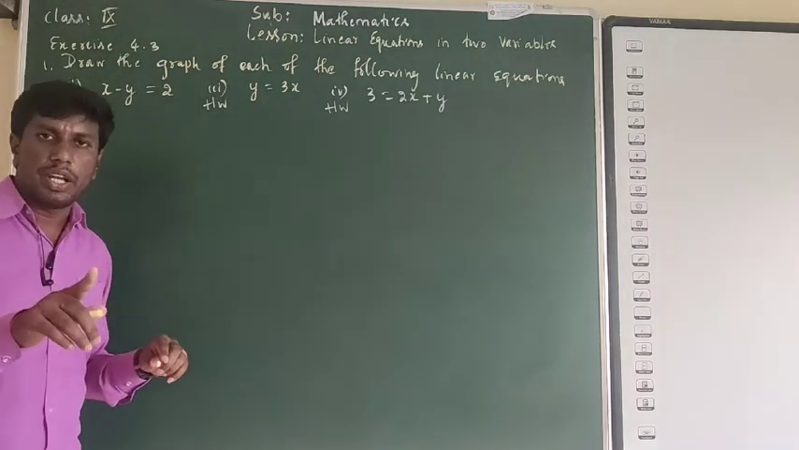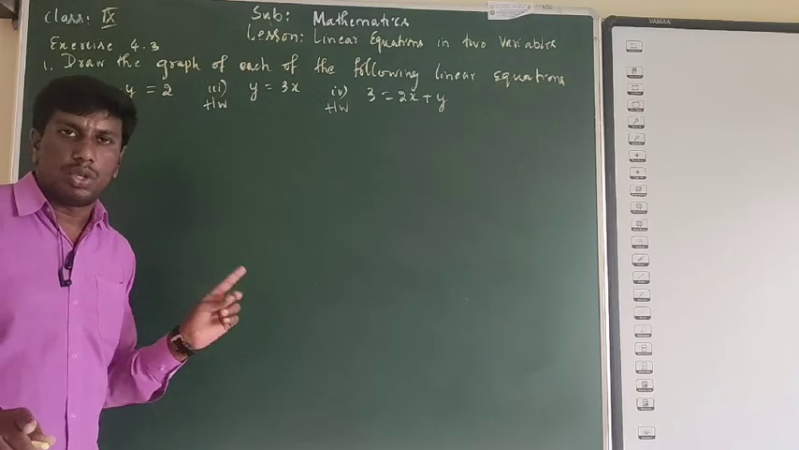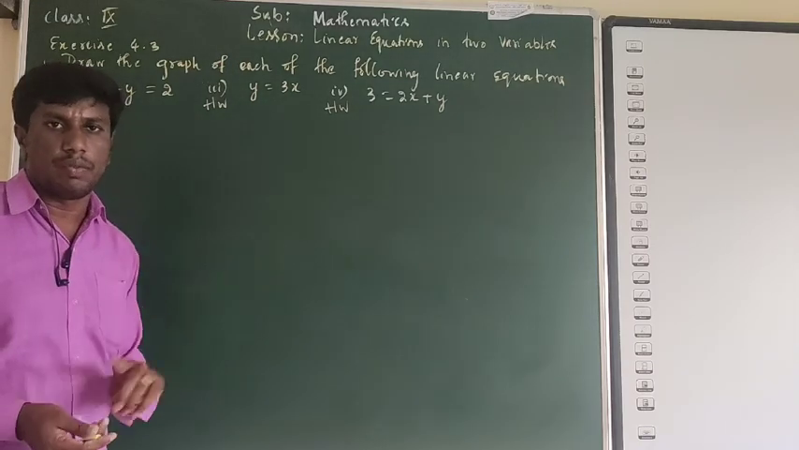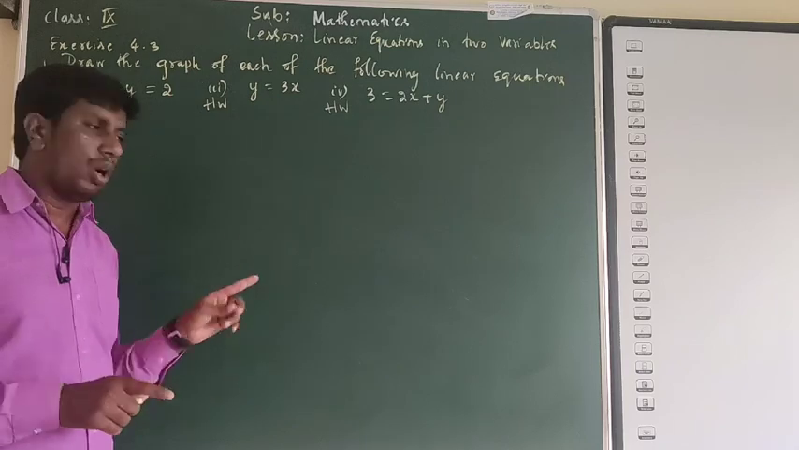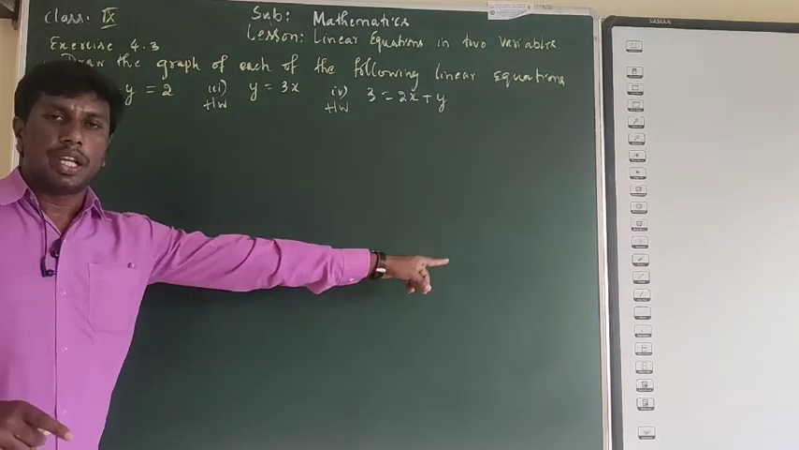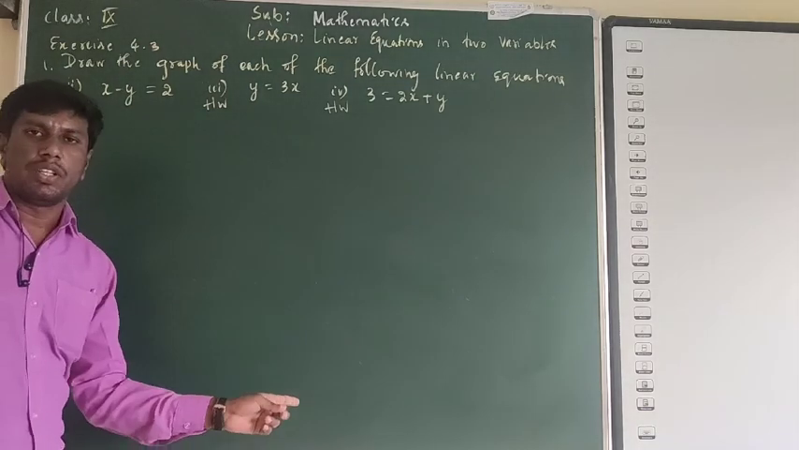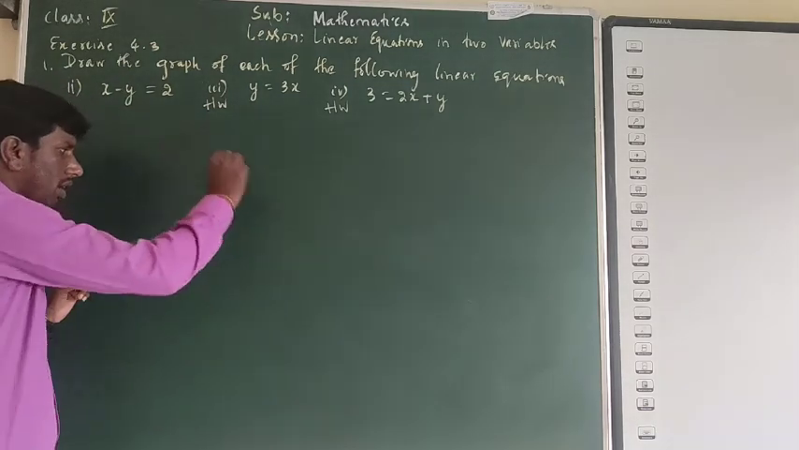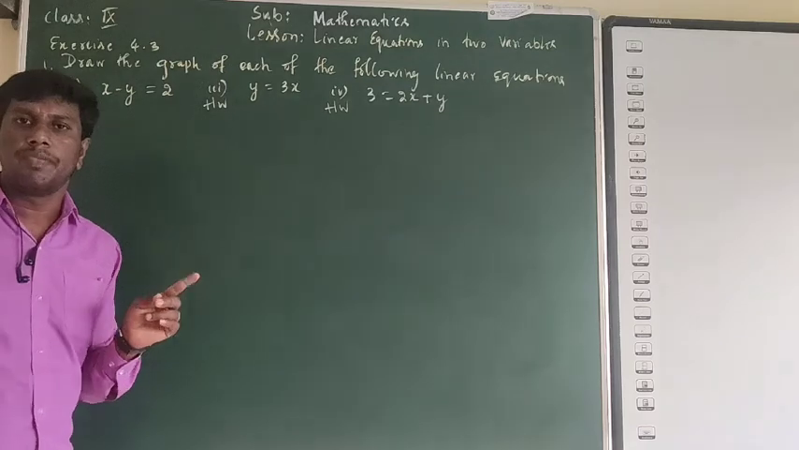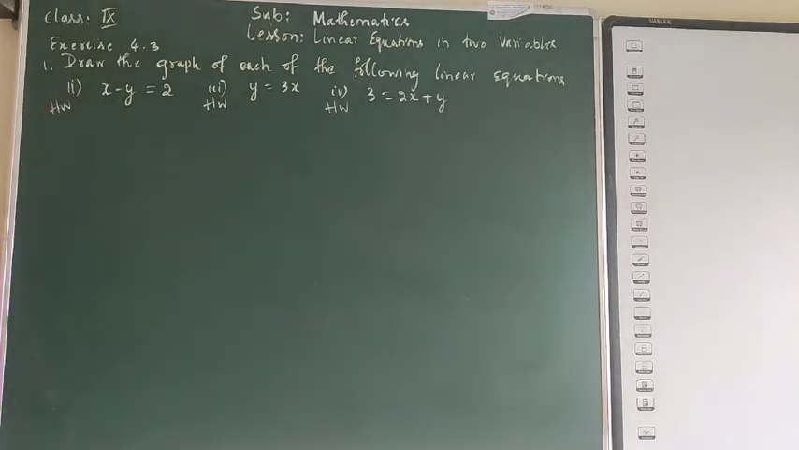If you are not getting a straight line, then your graph is wrong. Your calculation is wrong. You should get a straight line. All the points you are taking as solutions should touch that straight line. It should not curve. It should be a straight line. Okay, so we will move to the next question now.